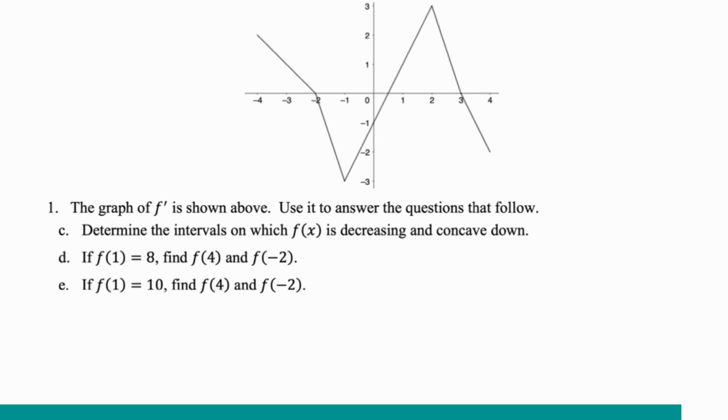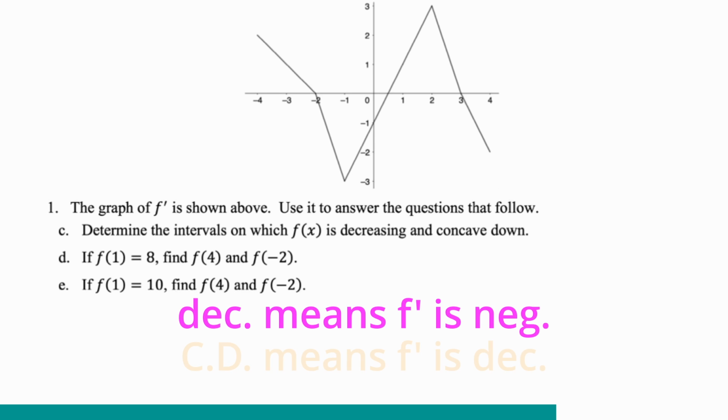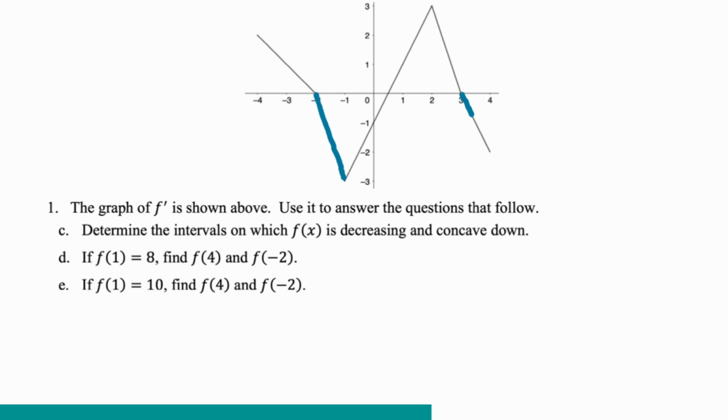Same setup. C, determine the intervals on which f is decreasing concave down. So decreasing means f prime is negative. Concave down means f prime is decreasing. So I need f prime to be negative and decreasing. So here and here. And now we're just going to write that up. So what is that? -2 to -1 and then 3 to 4.